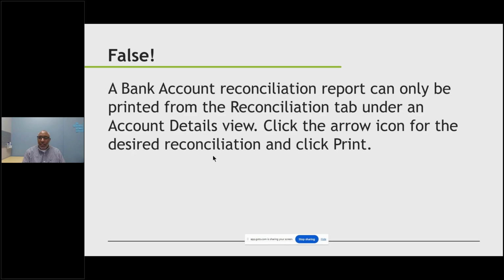A bank account reconciliation, well, I guess I'm going to read this, but I'm also going to explain a little bit further. A bank account reconciliation report can only be printed from the reconciliation tab under the account details view. So in the past version, you did go to the event log to print that report. Going forward, you'll go to this reconciliation tab, click the arrow icon for the desired reconciliation and click print.